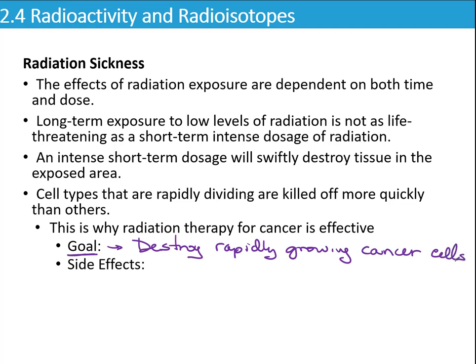The problem is it also destroys other rapidly growing cells. So what cells in your body grow quickly? They grow and replace themselves quickly, like every 3 to 5 days. So blood cells are in constant production in your bone marrow. They do take about 2 months, but they're always starting production. So your red blood cells in your bone marrow are constantly growing. So side effects: if people undergo radiation, then their red blood cell production is inhibited.